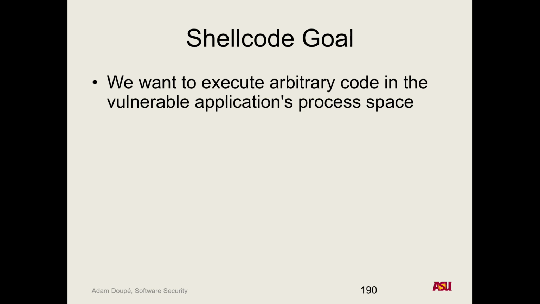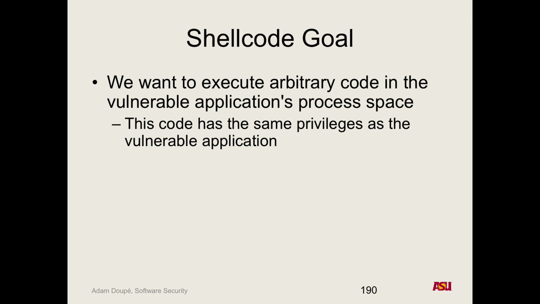With shellcode, the goal is we want to execute arbitrary code in the vulnerable application's process space. Remember, we're trying to exploit some other application that's running. It's running its own process, its own memory space. We can't access that memory, otherwise we could just own it completely, right? So we want to execute some code in that vulnerable app's process space. The key is that this code has the same privileges as the application. So if it's a setuid root application, now the code that we're executing is executing with root permissions.